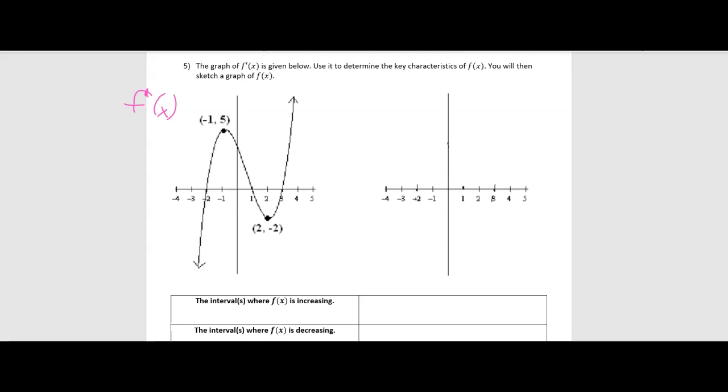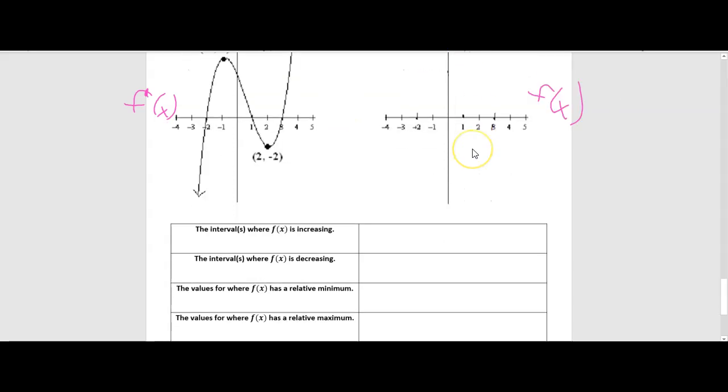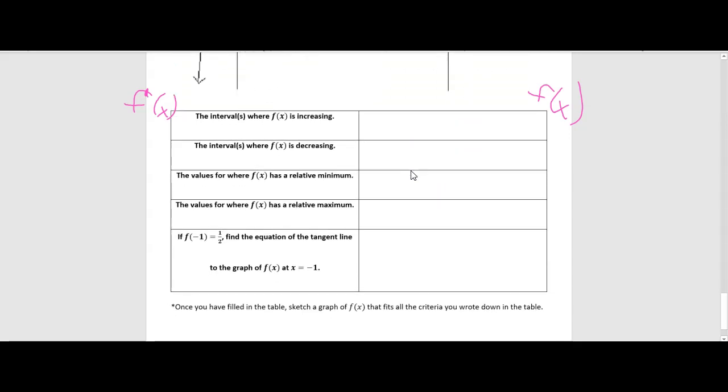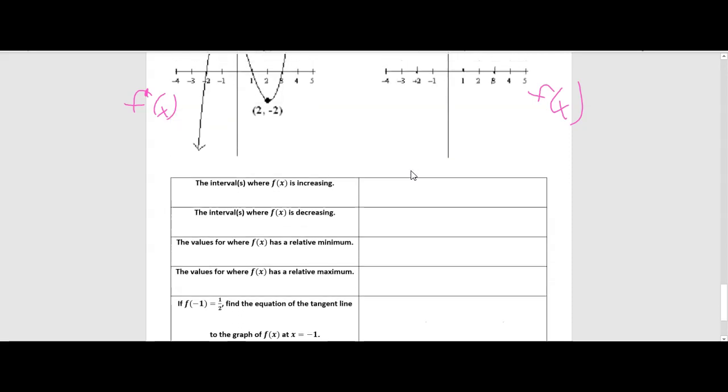We need to use it to determine the key characteristics of f of x. And then we will need to sketch a graph of f of x right here. So eventually this will be our f of x, the original function, because we have already been given the derivative. So let's take a look at these questions down here. So we need to find the intervals where f of x is increasing, where it's decreasing, where it has a relative minimum, where it has a relative maximum. And then it asks us to find the equation of the tangent line to the graph at x equals -1.